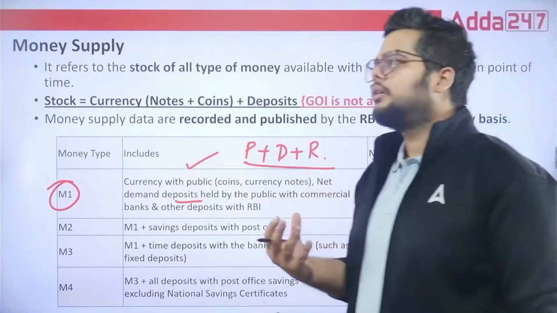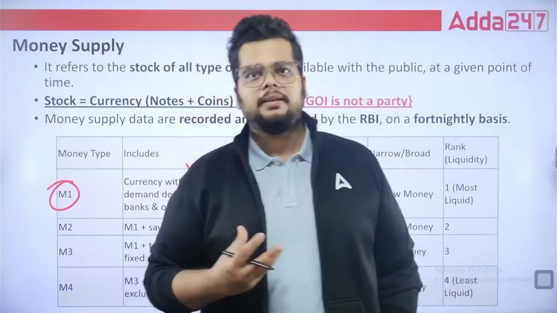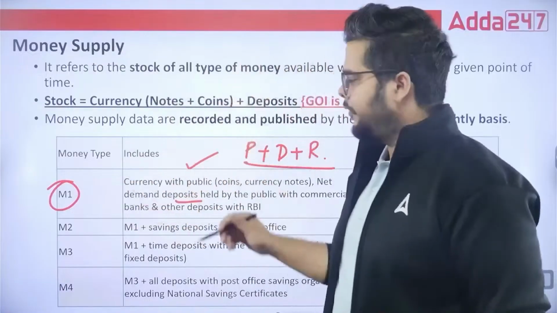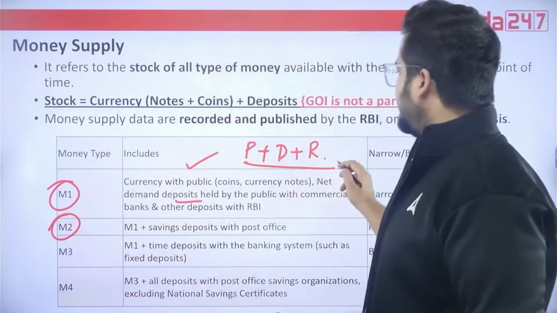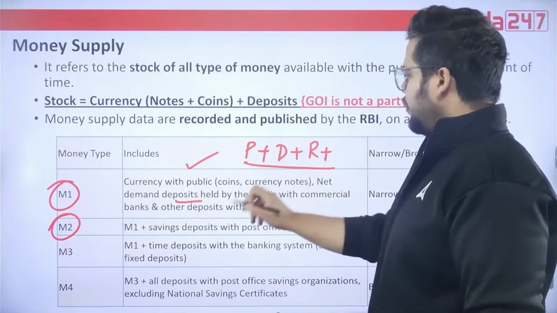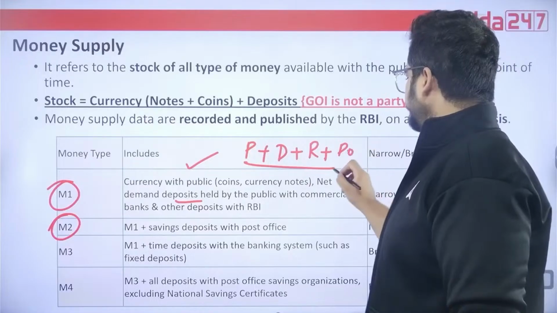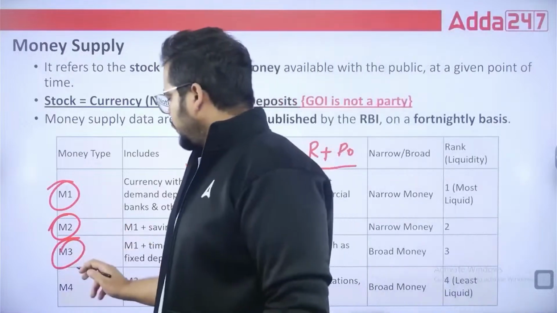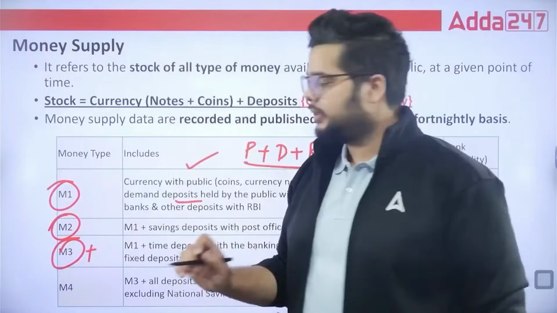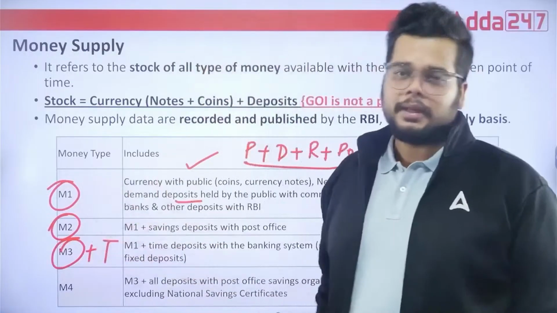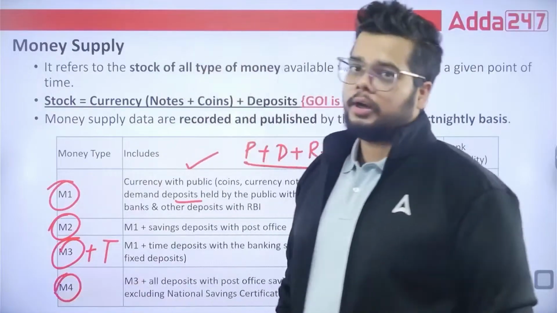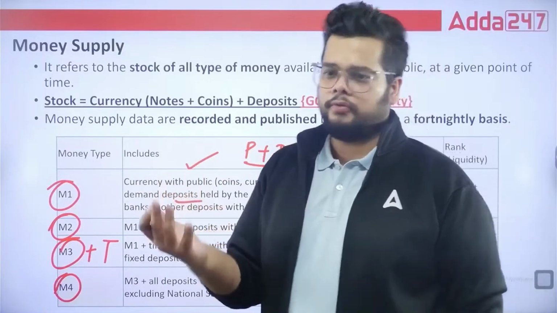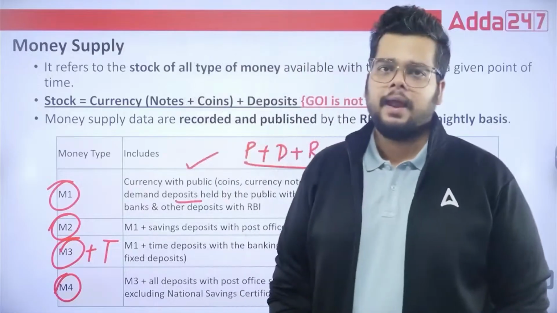Try to learn via mnemonics. Try to retain any kind of formulas using mnemonics. So PDR is M1. When I talk about M2, in PDR I will be adding the component of savings for post office. Then M3, for M1, whatever the component was, you will be adding only one thing, that is the time deposit. So PDR plus T will be the M3. For M4, you will be adding what? You will be adding M3, along with that the entire deposits of your post offices. And what will be the exclusion here? NSC and your Kisan Vikas Patra.